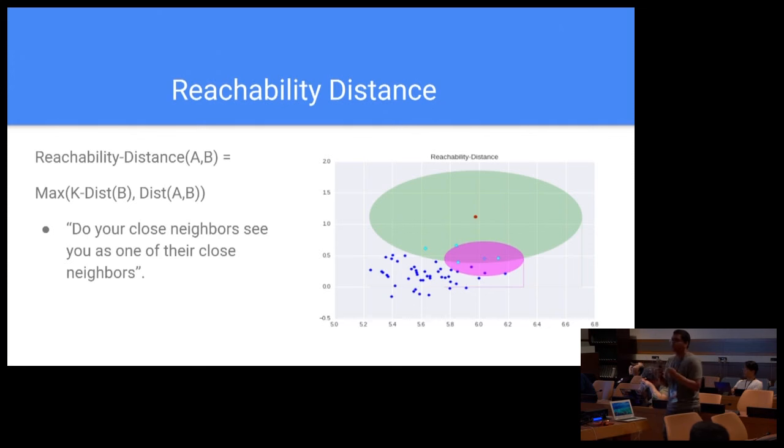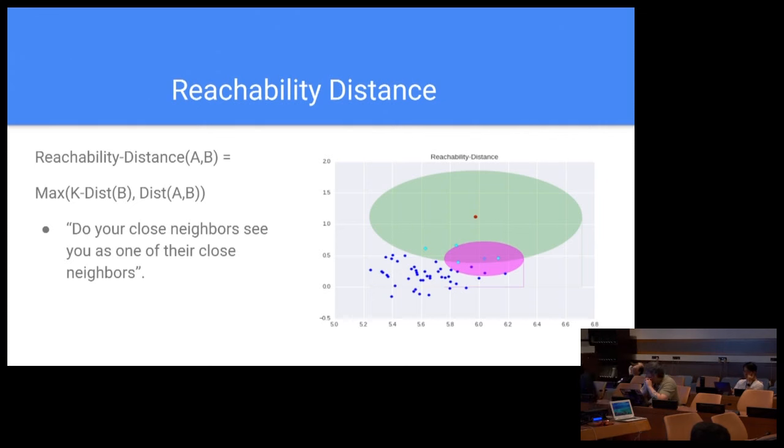If you imagine your nearest neighbors as sort of your friends, the general idea of the reachability distance is: do the people you consider to be your closest friends consider you to be one of their closest friends? If you're a normal data point, then your closest friends probably also consider you a close friend. On the other hand, if you're the anomaly, you can go up to your closest friends and say, hey, you're my friend, right? And they'll be like, yeah, sorry.